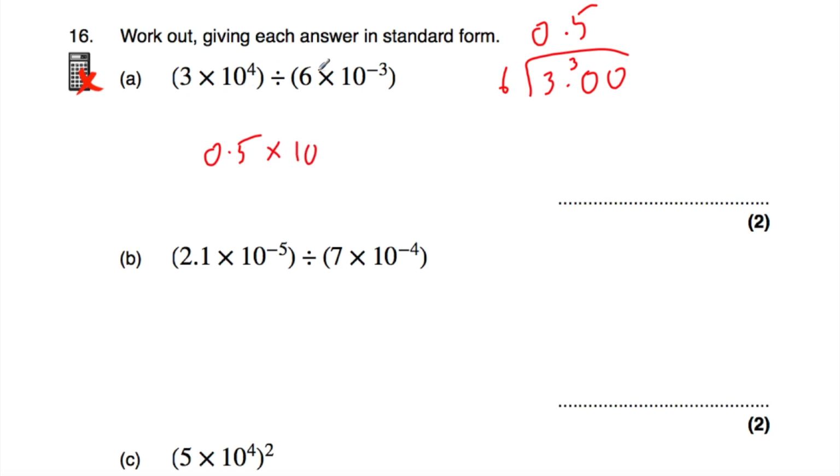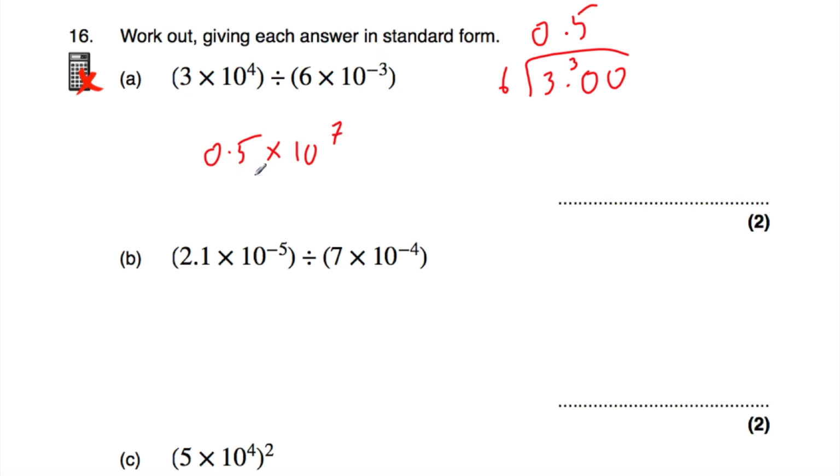We now need to work out what the power is going to be. So we've got 10 to the power 4 divided by 10 to the power of negative 3. Remember, whenever we're dividing things with the same base, they've both got 10 as the base, we're going to take away the powers. So we're going to do 4 subtract minus 3. Whenever you do 4 minus minus 3, you're going to do 4 plus 3 because you're taking away a negative, and 4 plus 3 is equal to 7.